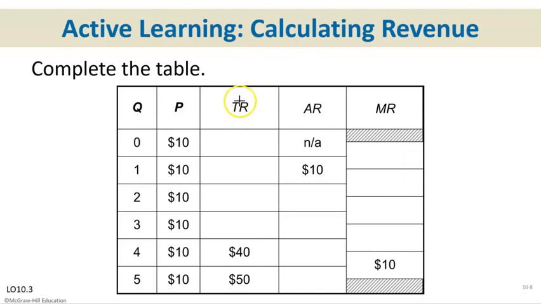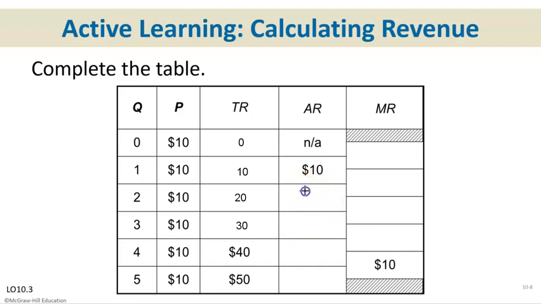Okay, first things first. Total revenue, you're just going to take the price times the quantity, and for the first one you get 0. So they're not producing and selling anything, so they're not going to bring any revenue in. The next one, price times quantity, is 10. For the second one, now they're producing 2 and selling them for $10 a piece, so 20. And then they're making 3 and selling them for $10 a piece, so 30.